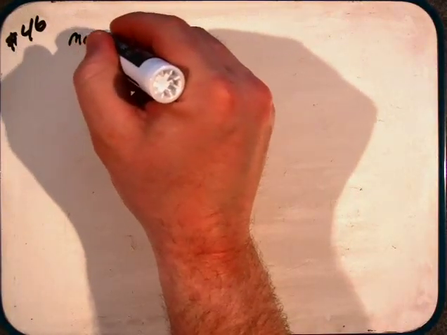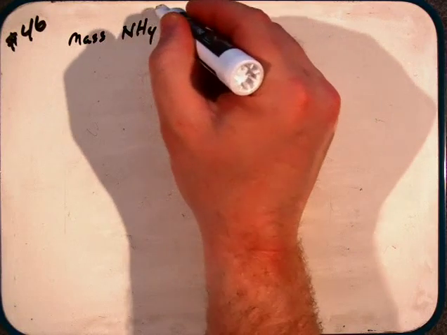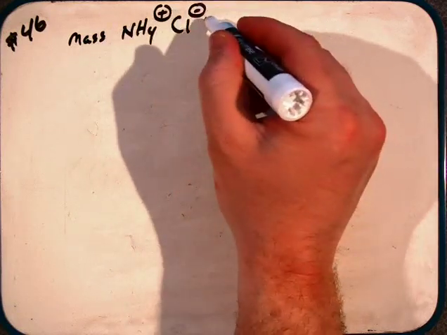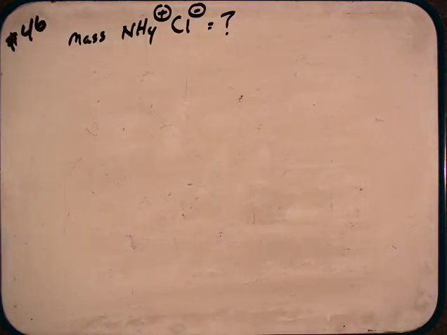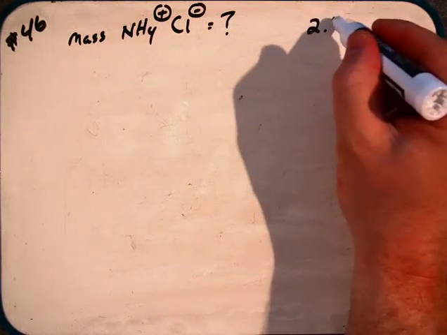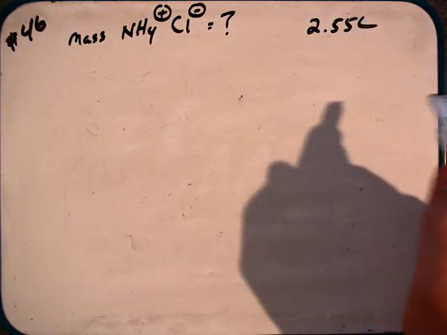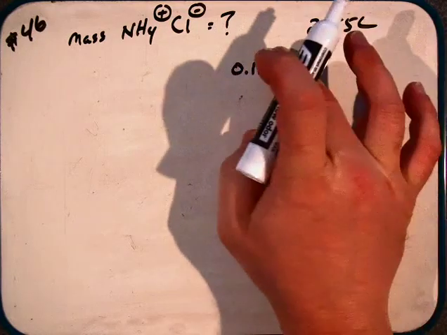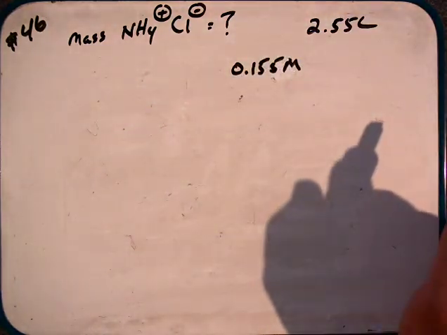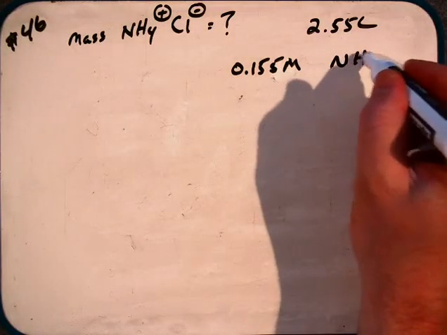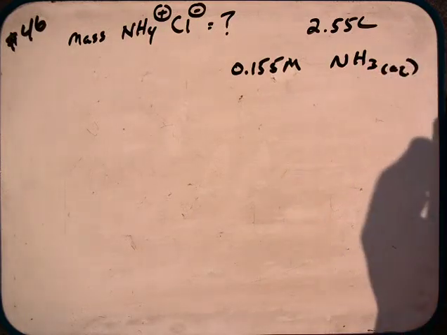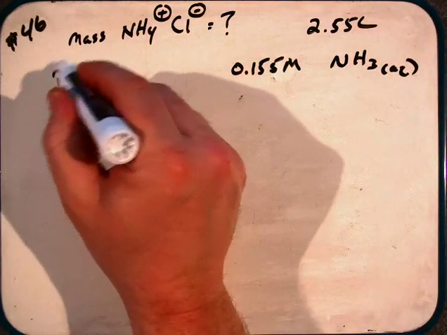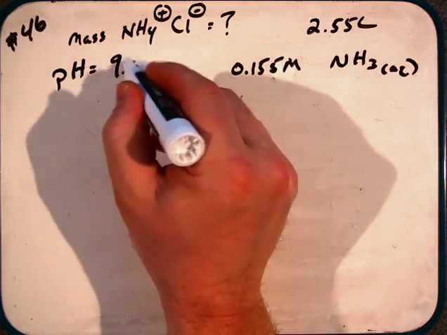This is number 46 in chapter 16. It basically asks us what is the mass of ammonium chloride we should add to 2.5 liters of a 0.155 molar ammonia solution to obtain a buffer with a pH equal to 9.55.